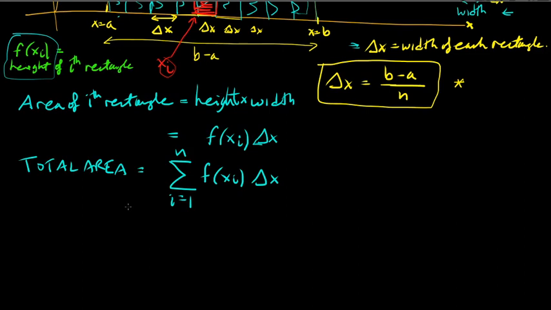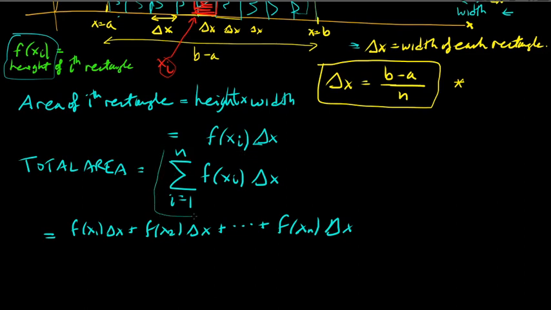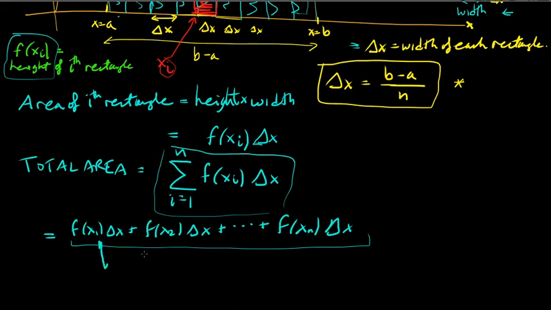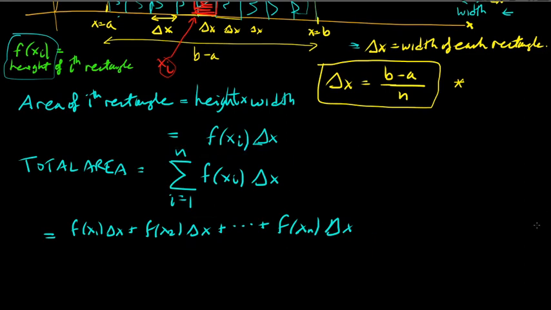Now you see the power of this symbol. Before, I would have to write this all out: f of x1 times delta x plus f of x2 times delta x plus and so on, plus f of xn delta x, and that's just clumsy. But that's what this symbol means. All of this is a more concise, compact way to write all of that. And each of these terms is the area of the first rectangle, the area of the second rectangle, the area of the nth, the last rectangle. I hope that helps.